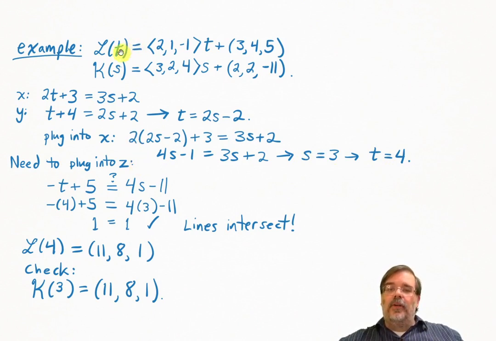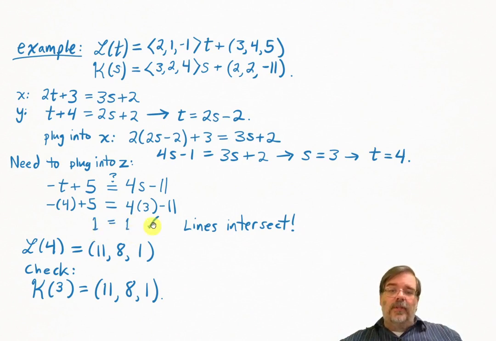The z component of L is negative 1 times t plus 5. The z component of K is 4 times s minus 11. All right, so the question is, are these equal for these parameter values? So plug t equals 4 in for t, plug s equals 3 in for s. Once you simplify both sides, hey, 1 equals 1. That is true, so yes, the lines intersect. If you got two different numbers, that means they pass through different z's, and no, the lines do not intersect.